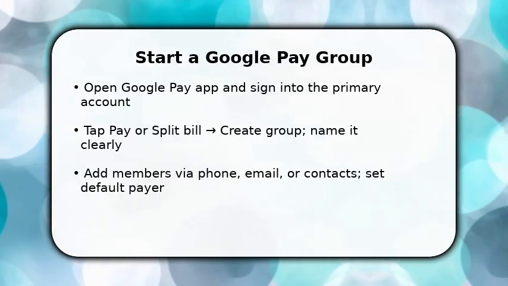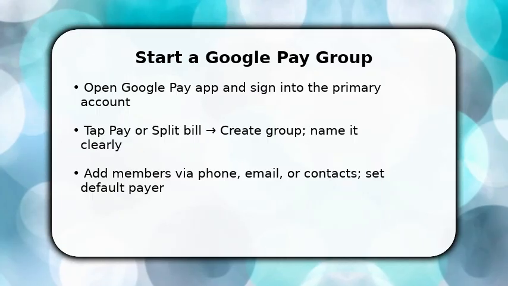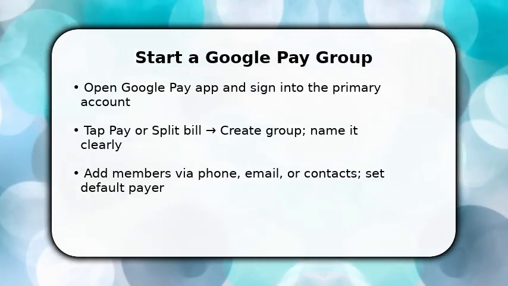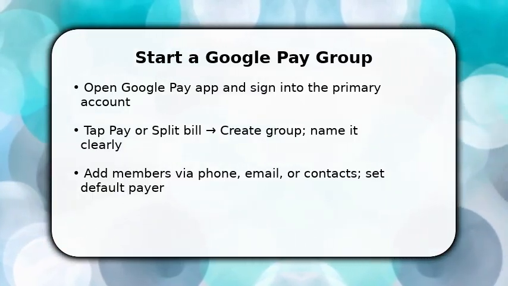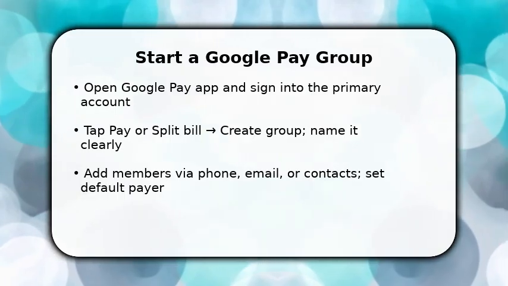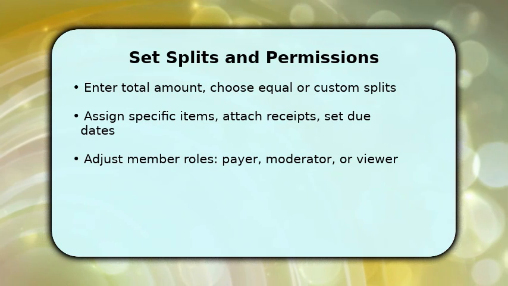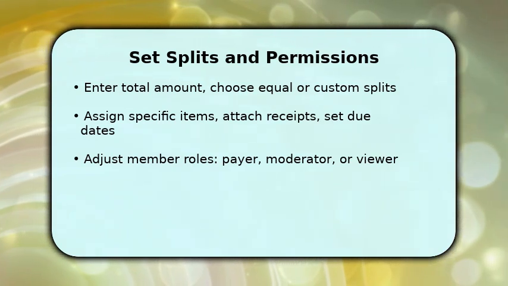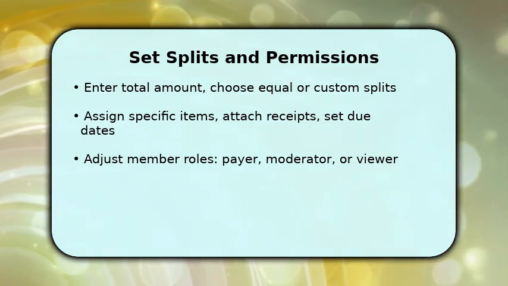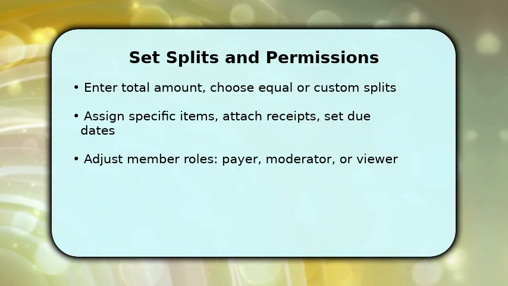Once members are added, you should set the default payer or shared options. This makes later steps predictable and avoids confusion when you start assigning amounts or expenses to the group. Once the group exists, you enter the total and choose equal split or customize each person's share. You can also assign specific items to individuals.